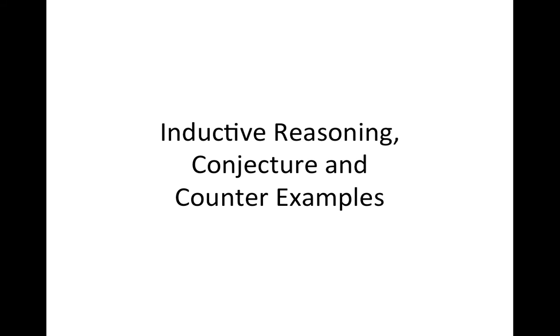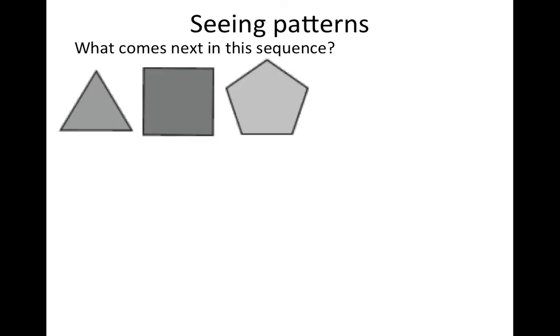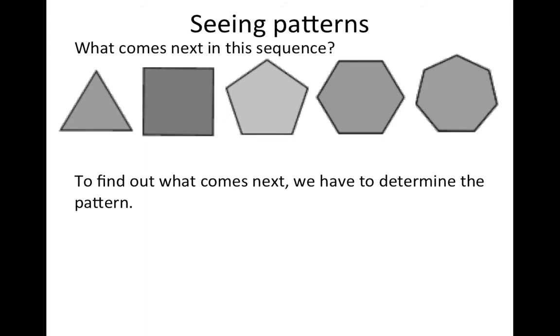Today's lesson is on inductive reasoning, conjecture, and counterexamples. Before we start with that, let's talk about seeing patterns. So, what comes next in this sequence? There's a shape, then the next shape, and the next one, and the next one, and the next one. And so to find out what comes next, we have to determine the pattern.